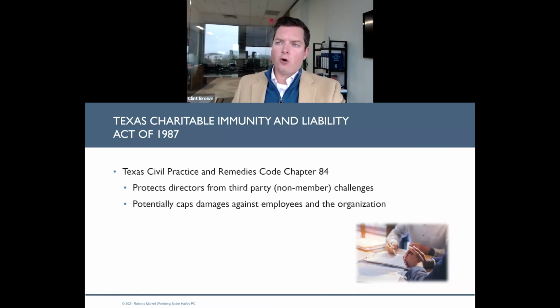It is Chapter 84 of the Texas Civil Practice and Remedies Code, and it protects directors from third party or non-member lawsuits and challenges, so not an owner suing the association and the board. It also potentially caps your damages against employees and the organization. So if somebody sues you, there's only so much money they can get out of the association. It caps that amount as long as certain requirements are met.